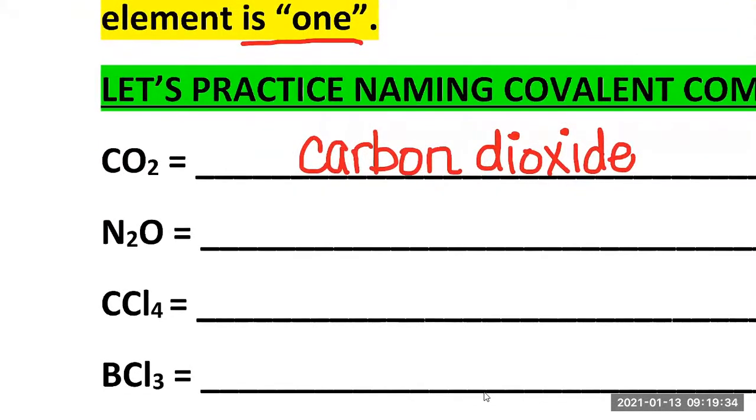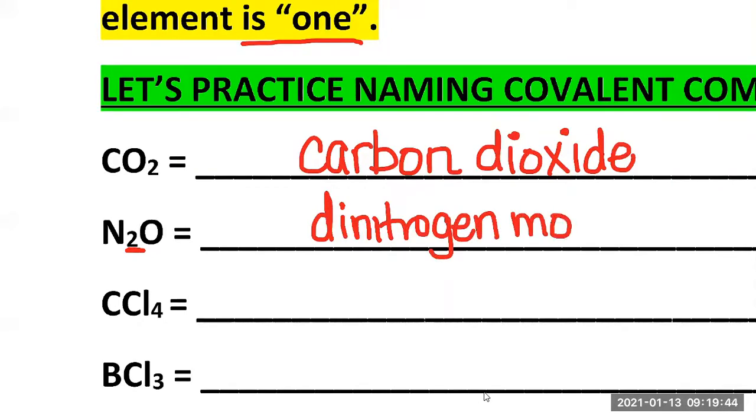Here's our second one. There are 2 nitrogens, so this is going to be dinitrogen. And there's only 1 oxygen, so monoxide. You don't write monooxide. You just drop one of the O's. So there's a di, mono. We're changing the ending of the second element to "ide," and then we're putting prefixes in front to tell us how many there are.